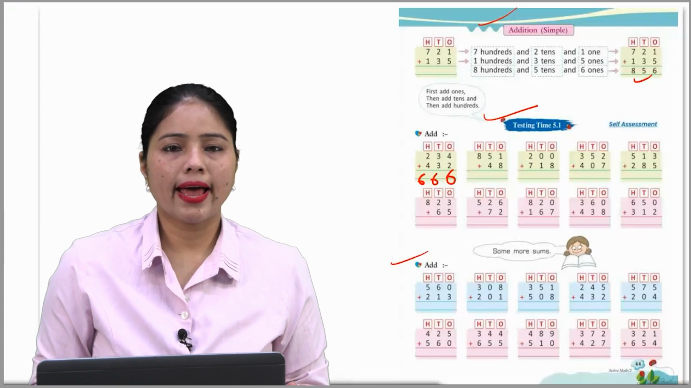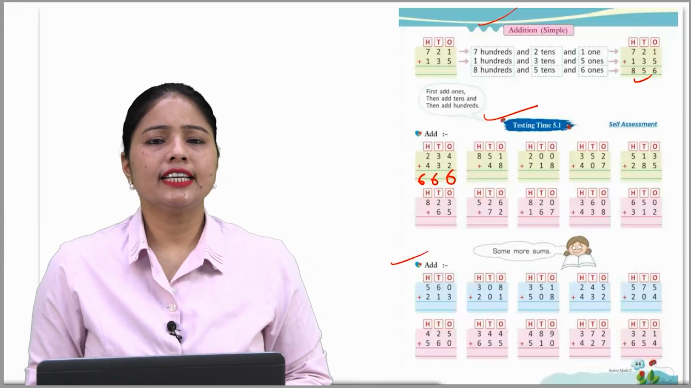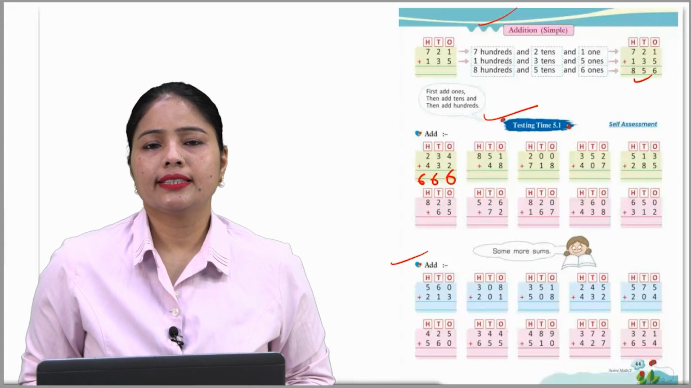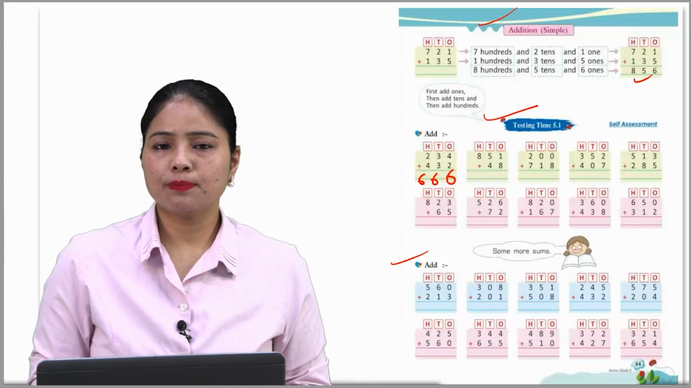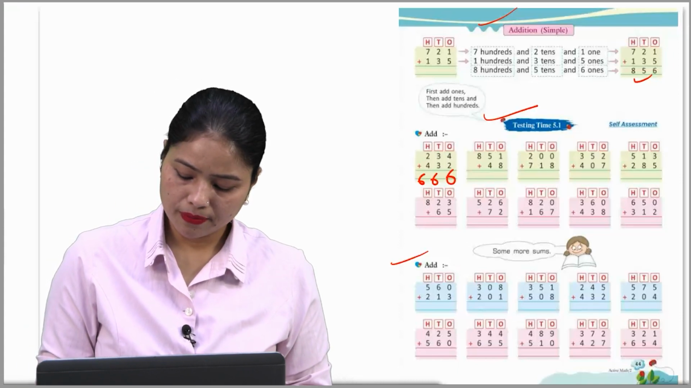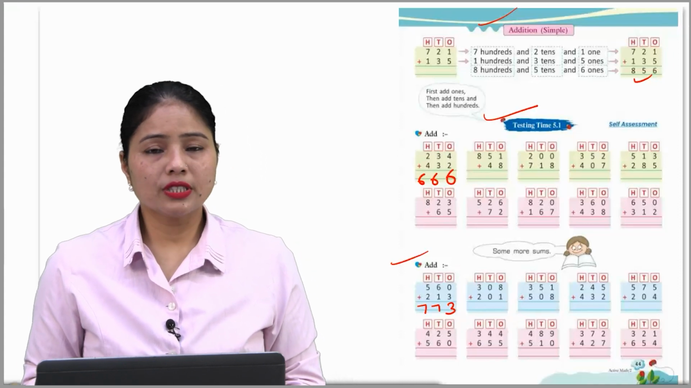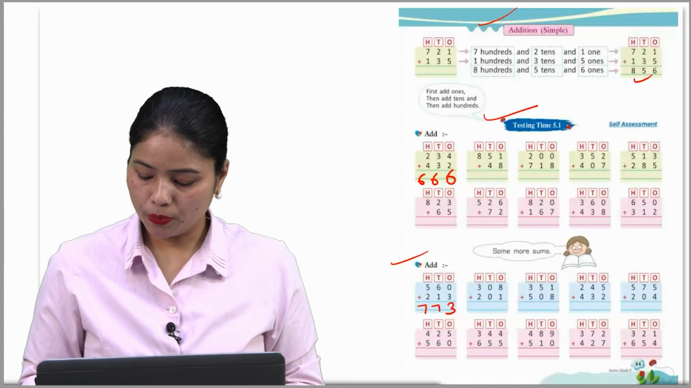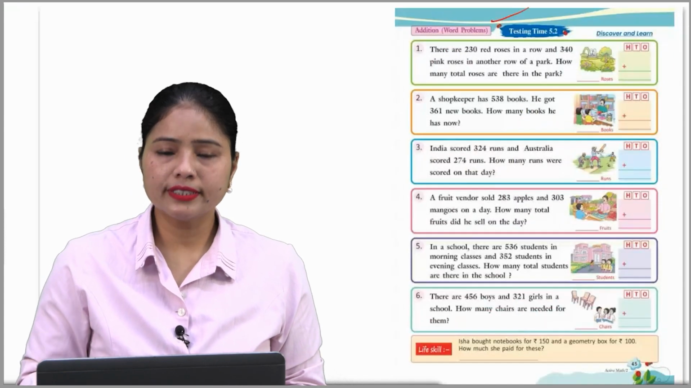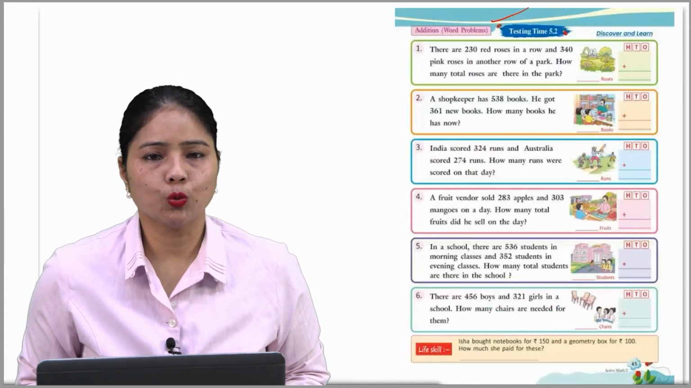Okay. So now add 560 plus 213. So we have to start with the ones place. So here it is 3. 6 plus 1 is 7, and 5 plus 2 is 7. So this is how we do it. Do the other one too beta. Okay. So now move on, texting time 5.2.